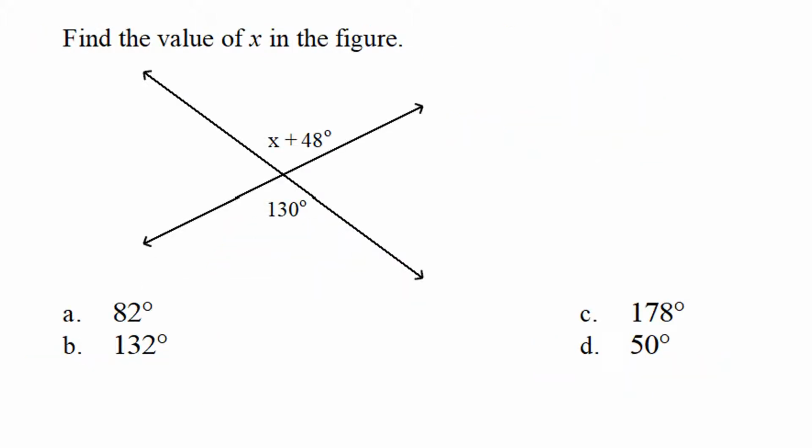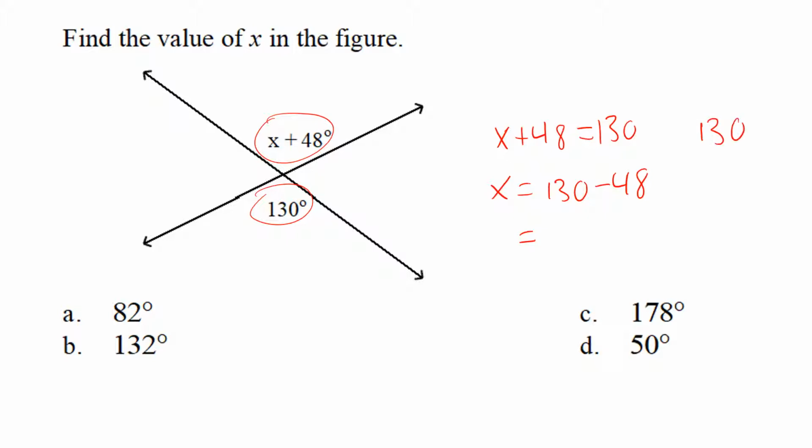Okay, these are vertical angles. They are equal to each other, so I will set them equal to each other. X plus 48 equals 130. And so x is going to be 130 minus 48. Let's see, 130 minus 48. I can't even, it's early in the morning for me. I'm going to have to do this. So that's 2, and that's 12. So 82, I think. Perfect. It's A.